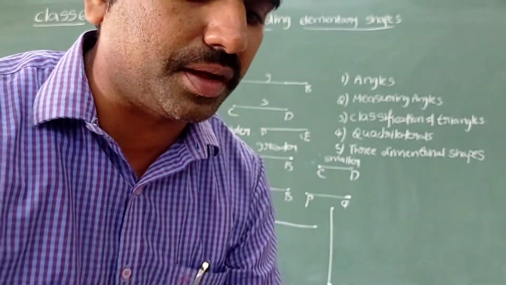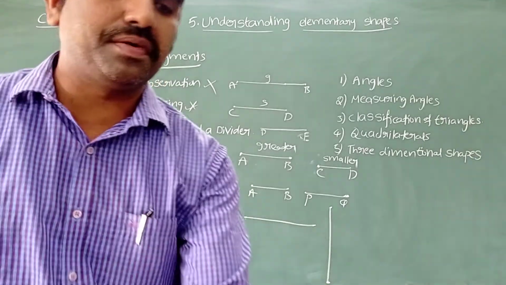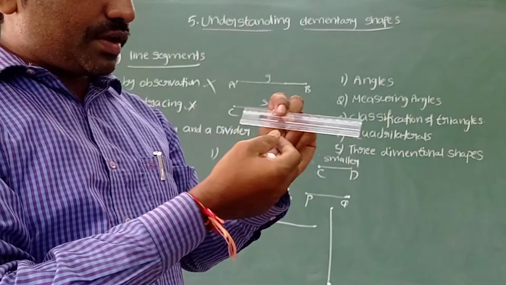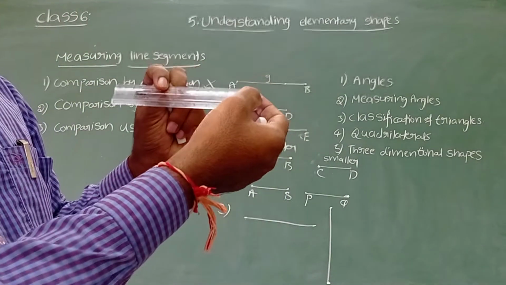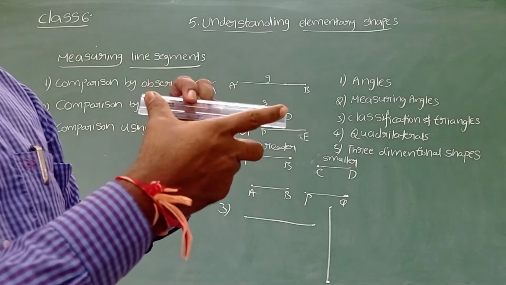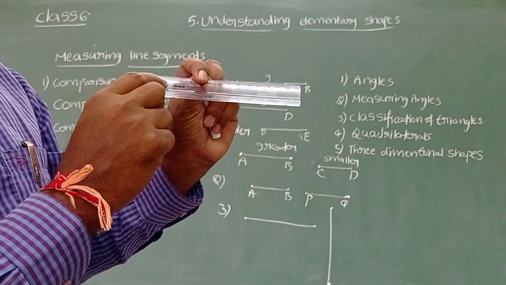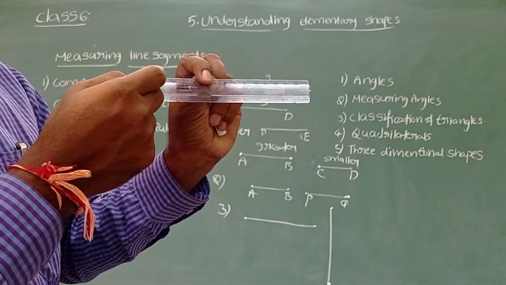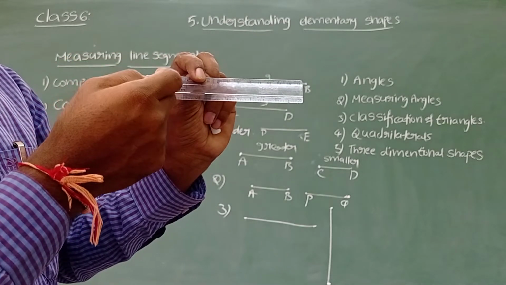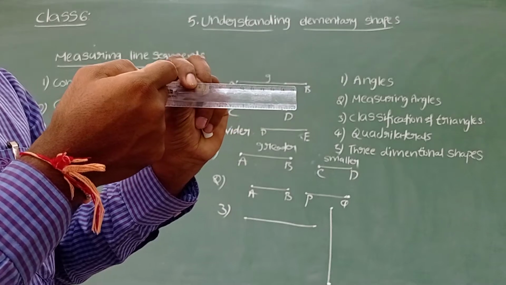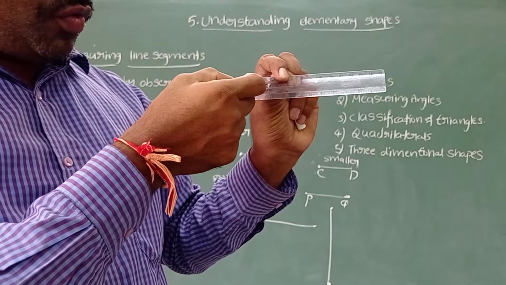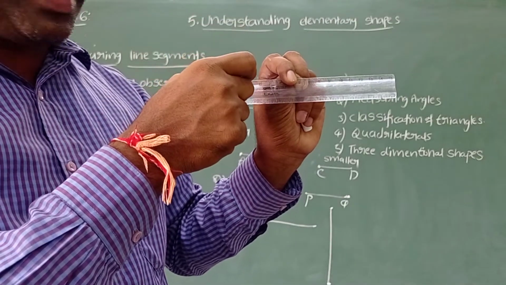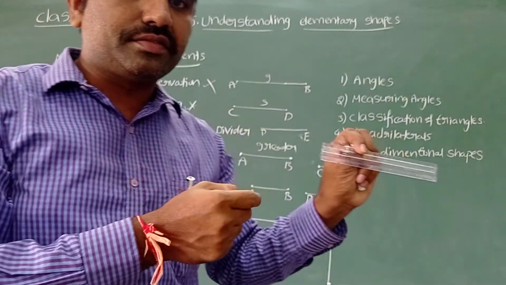Now let's see how we can compare here, with the help of a scale. Let me take one scale here. You can see from 0 to 15, it is 15 centimeters long. From 0 to 1, we can see 10 small lines: 0.1, 0.2, 0.3, 0.4, 0.5, 0.6, 0.7, 0.8, 0.9, 1. So 1 centimeter has 10 subparts. Each part we call 1 millimeter.